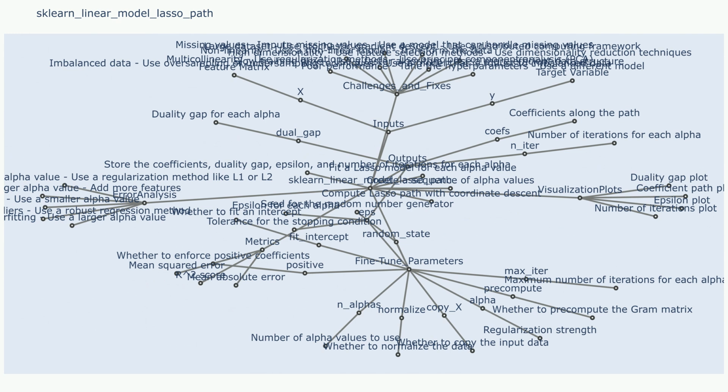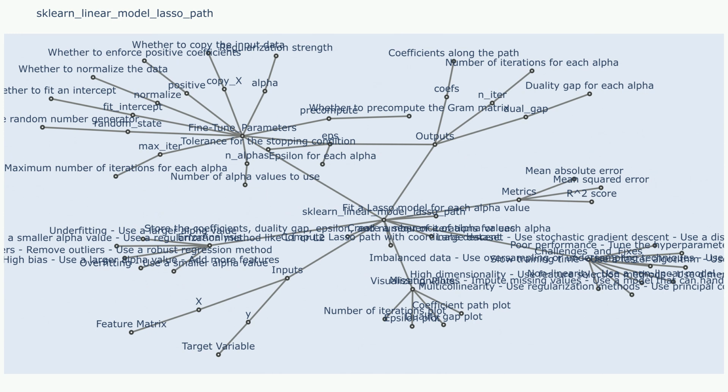Challenge 2. Choosing the optimal regularization parameter alpha is crucial for model performance. Sample use case that resulted in challenge 2: when selecting a very small alpha, the model might overfit the training data and perform poorly on unseen data. On the other hand, a very large alpha might lead to underfitting.